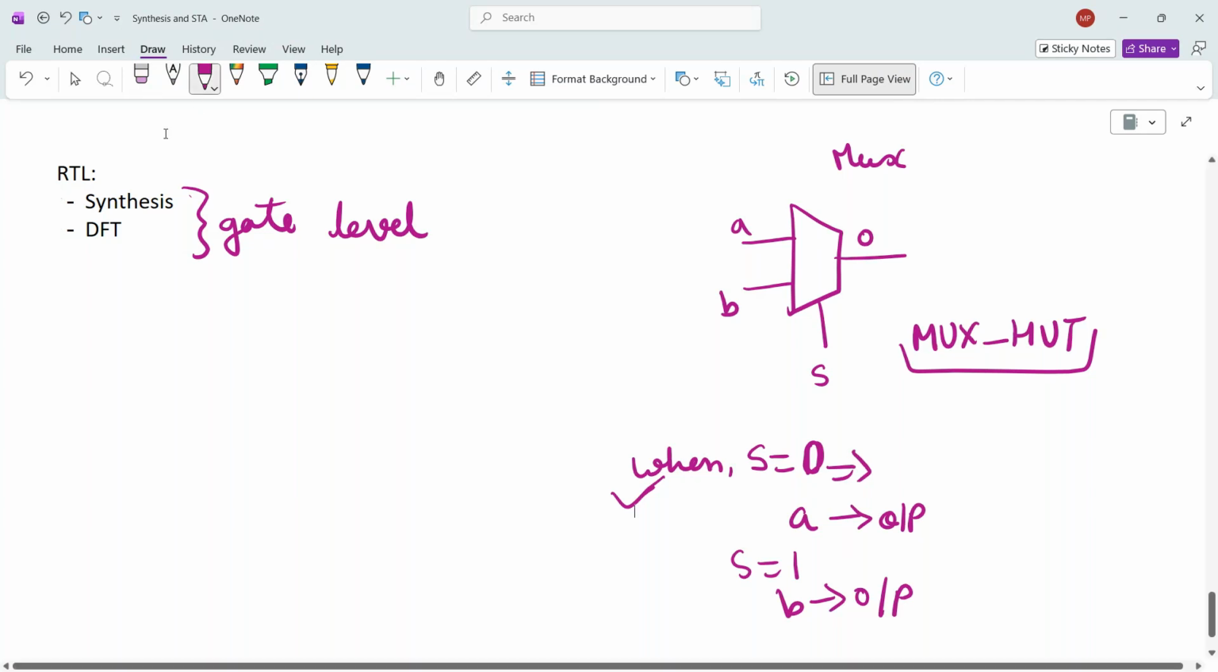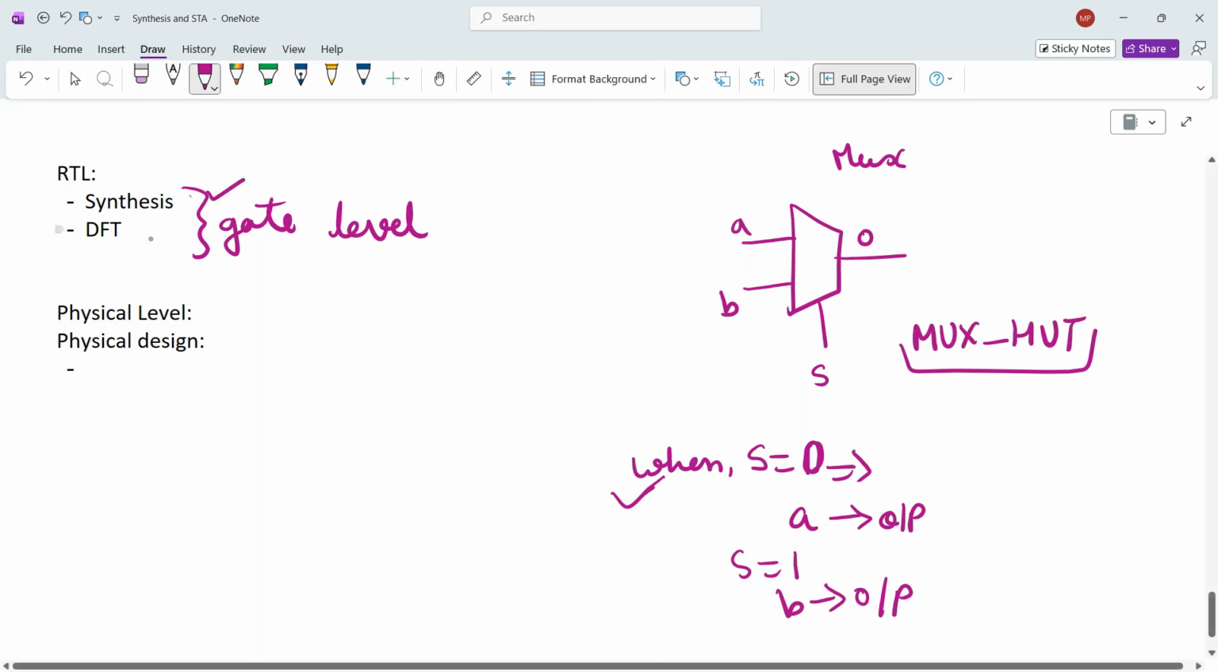Right? After that, we move to what? Physical level. Physical level is nothing but physical design. In physical design, we are doing multiple steps to convert the gate level netlist from synthesis.